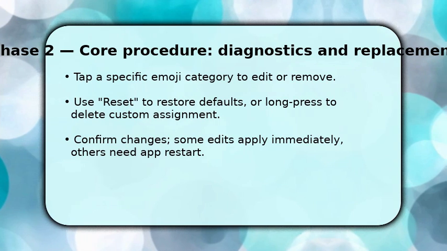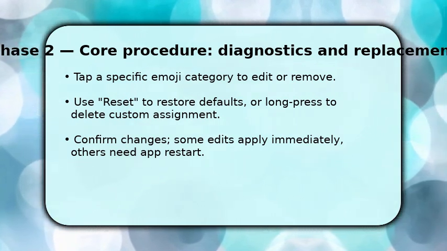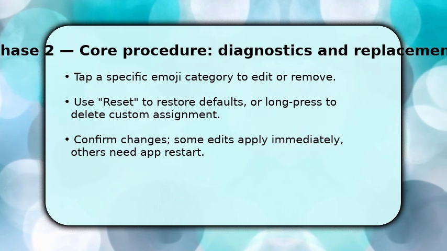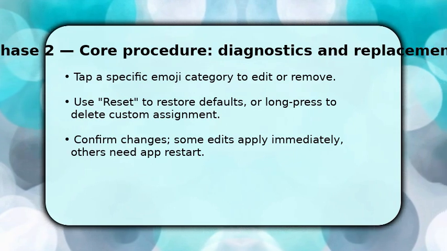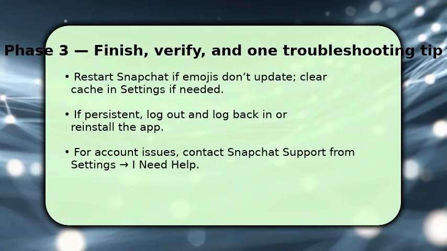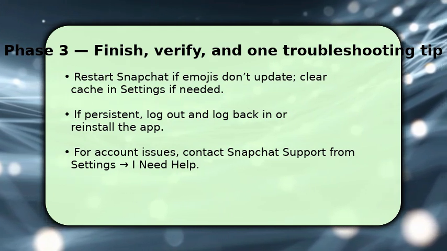Snapchat sometimes applies edits instantly, but you may need to force close the app and reopen it to see updates. This is why a quick restart can be helpful. Finish by reviewing your friend list to verify emoji removal. Scan a few profiles to confirm the new mapping.